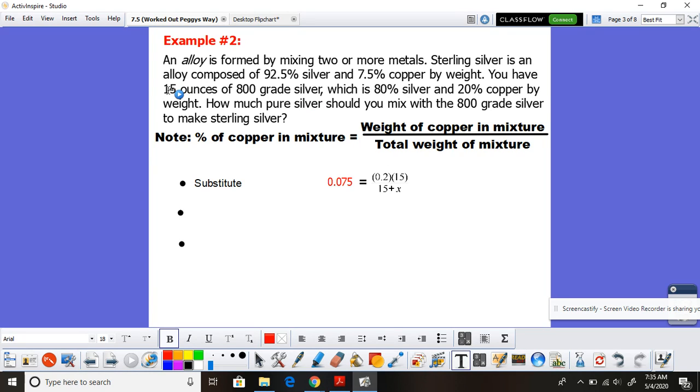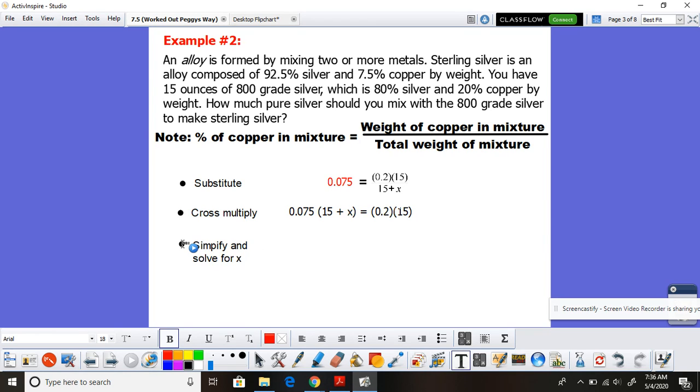Well, we're starting with 15 ounces, and then we're adding some unknown weight of pure silver, so we're just letting this unknown weight be x. Okay, so now I've very much simplified a complicated problem into an easily solvable equation. So from here, we're going to cross multiply. So we get 7.5% or 0.075 times the denominator. And then remember, this is just over 1. So this is just times 1.